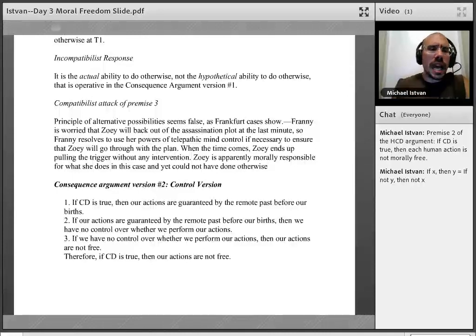Now, Harry Frankfurt tries to illustrate that the principle of alternative possibilities is false by coming up with cases where S, the agent, has no alternative possibilities, but is nevertheless still morally responsible for what he does and thus is acting freely. Because remember, the sort of freedom we're dealing with is the sort of freedom required for moral responsibility, such that if you're morally responsible for something, you definitely had to have been doing it freely. Okay, that's just the relationship.